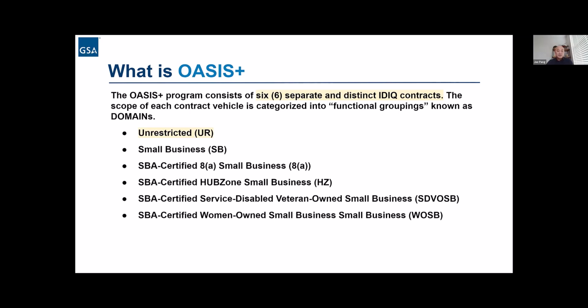The unrestricted IDIQ allows for any business type or size to participate as long as they qualify and will consist mostly of large businesses. We do have 5 small business and socioeconomic set-aside IDIQs as well. With each of these IDIQs, they will have the same domains with one exception. Unrestricted has the enterprise domain within its scope, which we'll discuss on a later slide. Let's move on to the next slide to discuss some of the unique features and benefits of OASIS Plus.